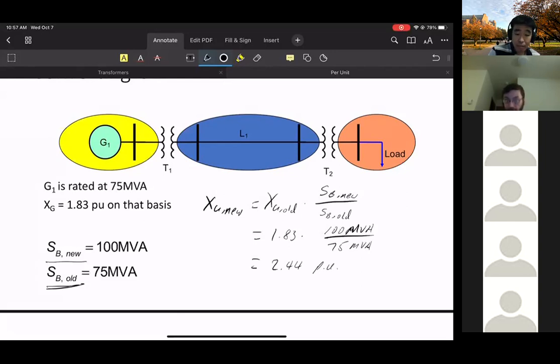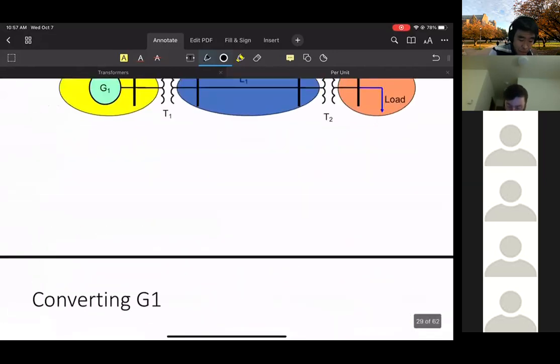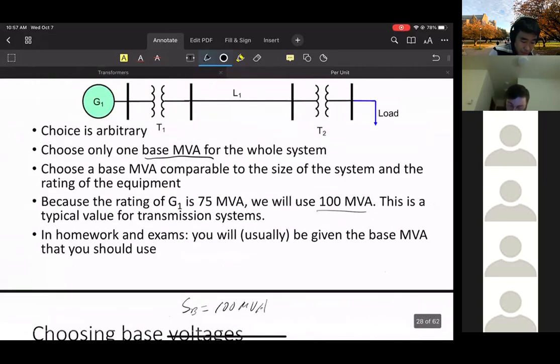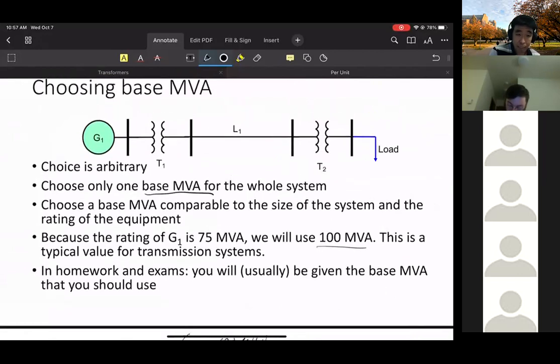Questions with this conversion? Professor, the S base new, that is 100 MVA. Is it from the problem? Yes, it's not from the data sheet of the generator. It's from the choice we made, right? So remember, the first step is we need to choose a base MVA for the entire system, and we pick 100 MVA as the new base.